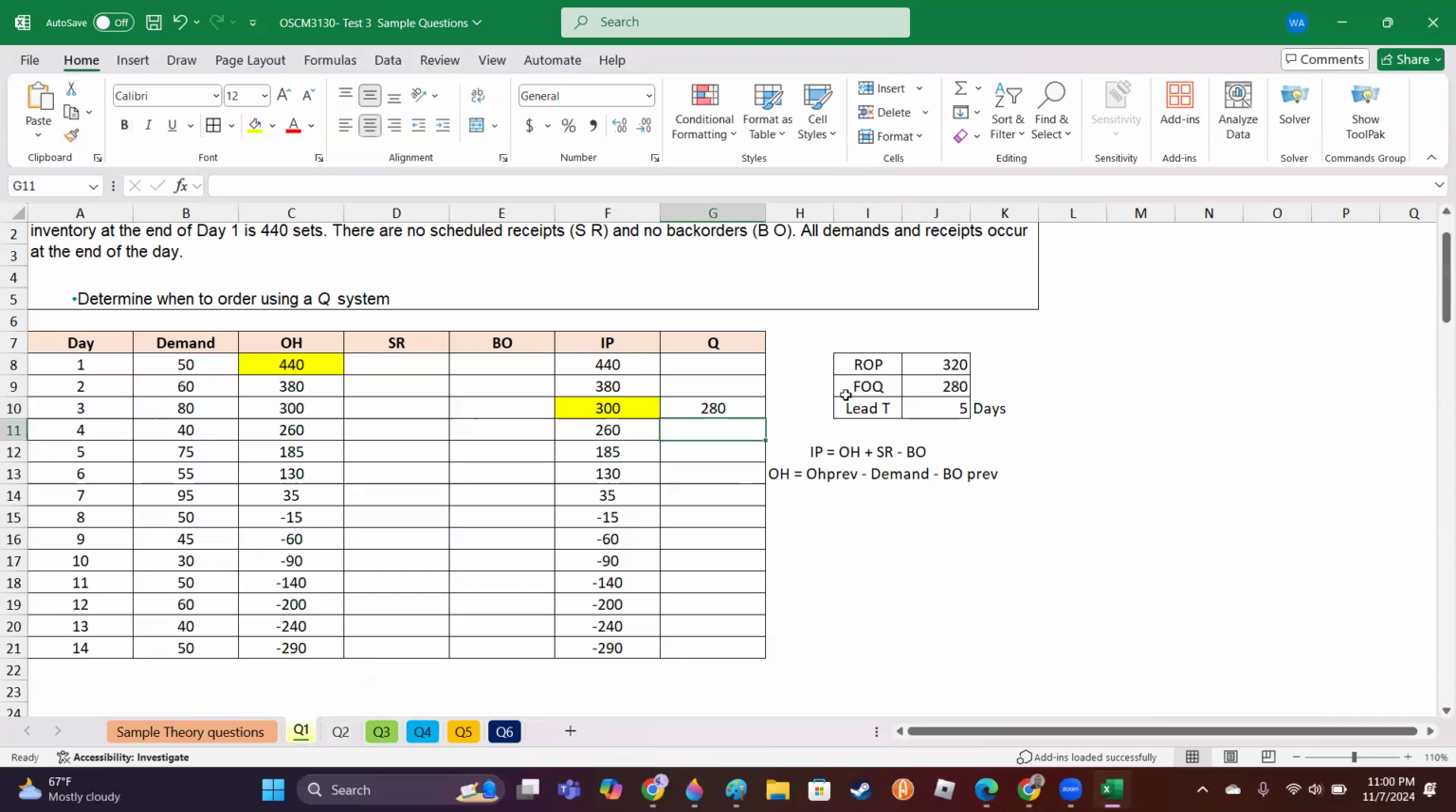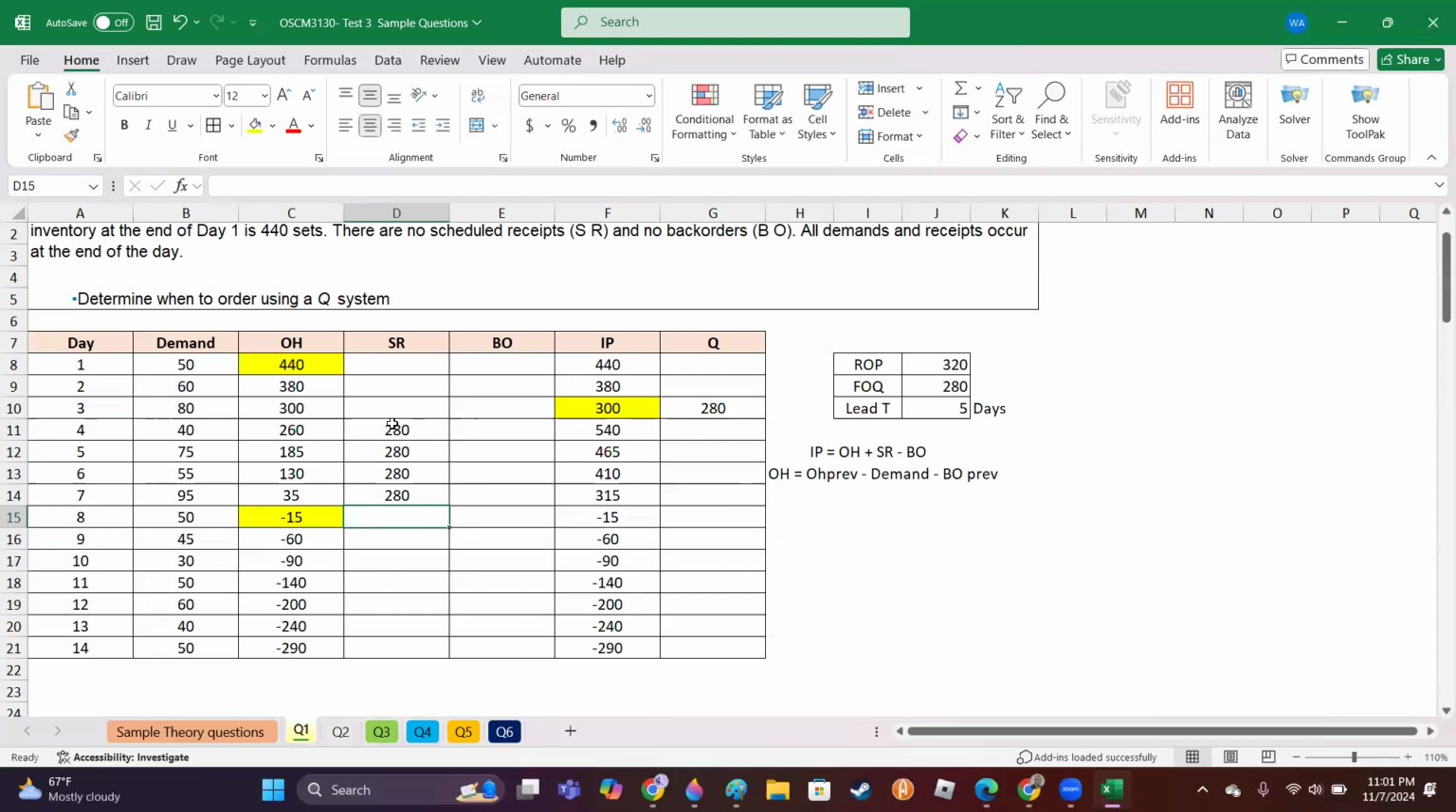Okay, and it's going to take us 5 days to get that product in. So if we place it on day 3, 3 plus 5 is 8. So we expect to receive it on day 8. But in the meantime, between day 3 and day 8, this becomes a scheduled receipt. So we add it to the scheduled receipt column and say that we have something in transit, and the amount we have in transit is 280 televisions.